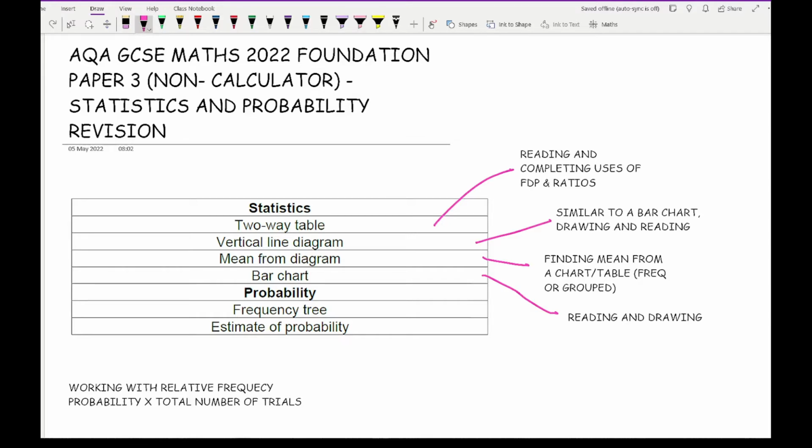The next section is the probability, so looking at frequency trees. Again, this is very similar to looking at two-way tables, so make sure that in a question you're either going to be completing a frequency tree diagram, and there could be heavy links to fractions, decimals, percentages and ratios in this, and also finding probabilities and using a completed frequency tree to answer some worded problems. And the last one, which is estimate of probabilities, well, this is basically looking and working with relative frequencies, and so whenever you're estimating using probabilities, remember to use the formula that it's always going to be the probability multiplied by the total number of trials.